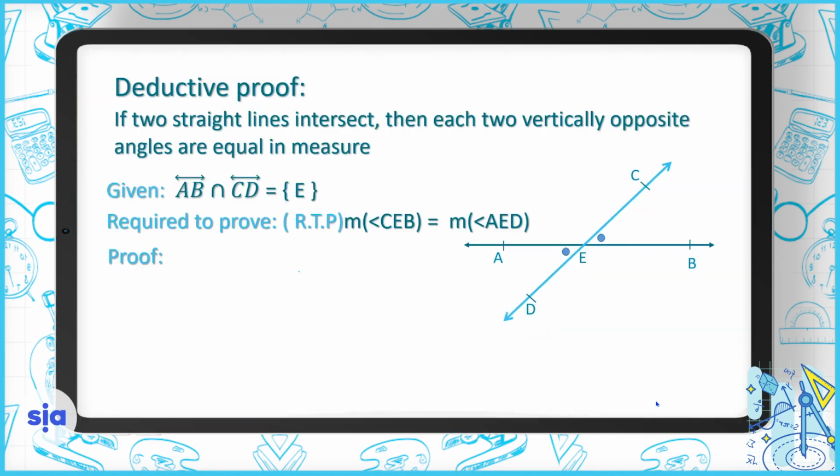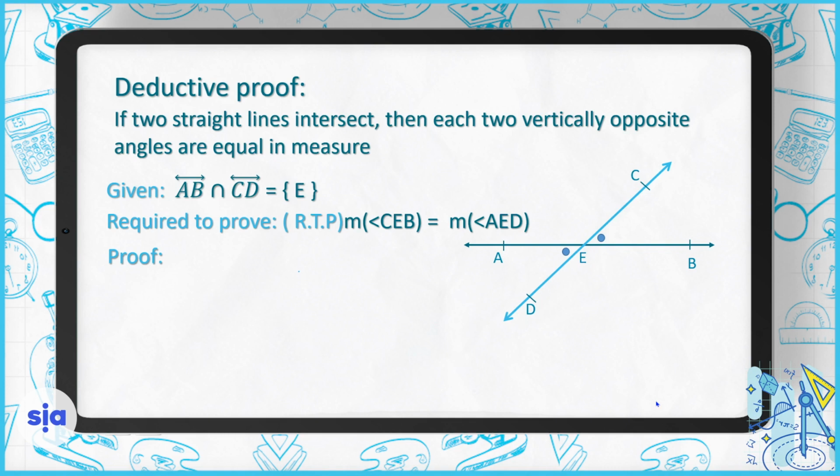In this session we'll be working on deductive proof. If two straight lines intersect, then each two vertically opposite angles are equal in measure. So here, as we can see in front of us, AB is a straight line that intersects CD, the other straight line, at point E.